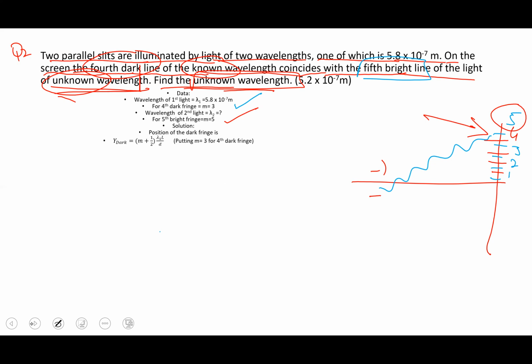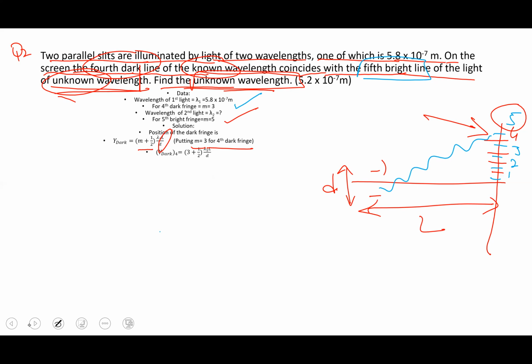The dark fringe has a formula: y dark is equal to (m plus half). Why have we done the half? Because whenever we are solving for the dark, it must be in half lambda, and when we are discussing the bright light, it must be in a whole lambda, so that we can represent a dark or bright fringe. As it is dark, m is 3 for the dark fringe. So (m plus half) lambda 1 L divided by d, because L over d are the same: the distance between the slit and the screen is the same, and the distance between the two slits is also the same.